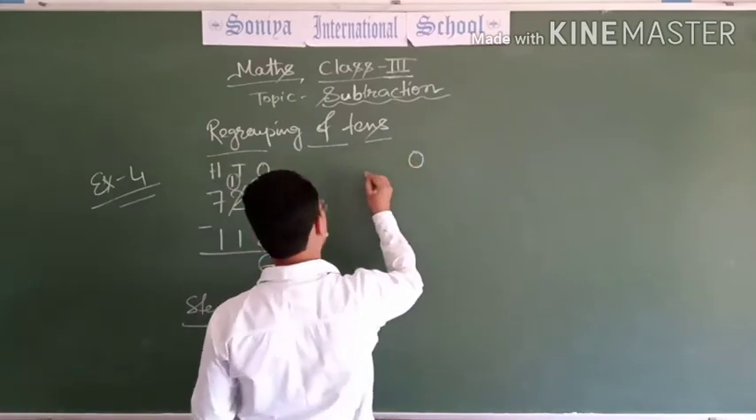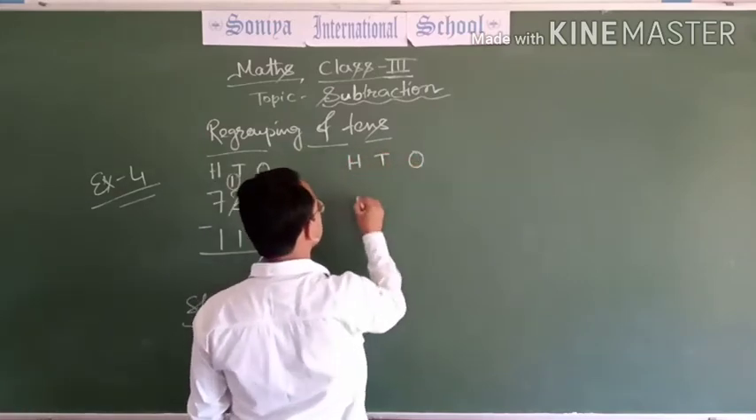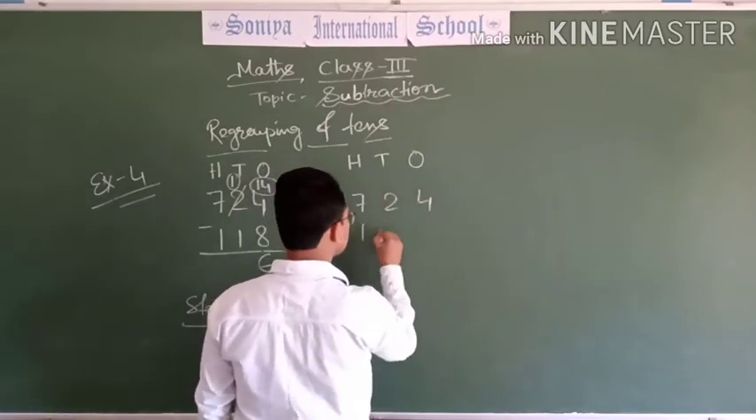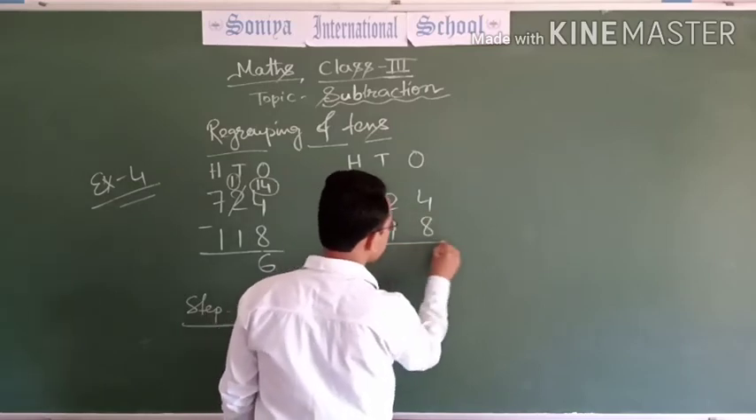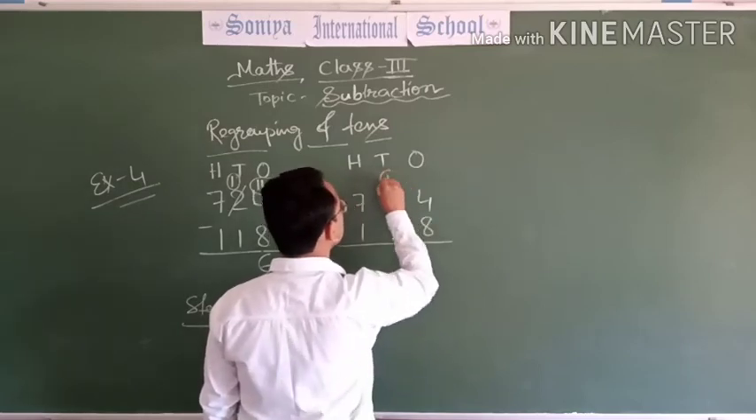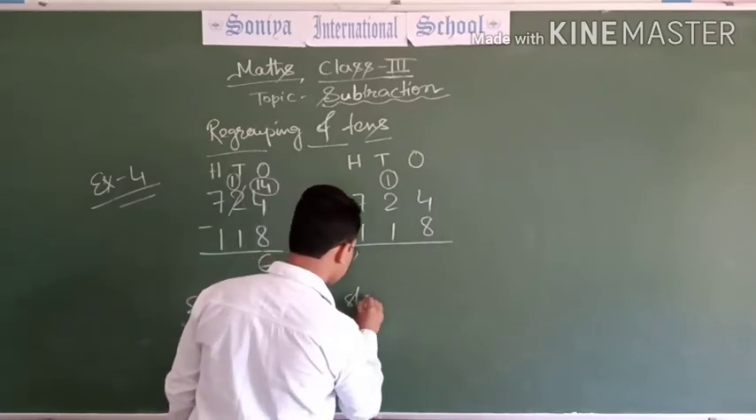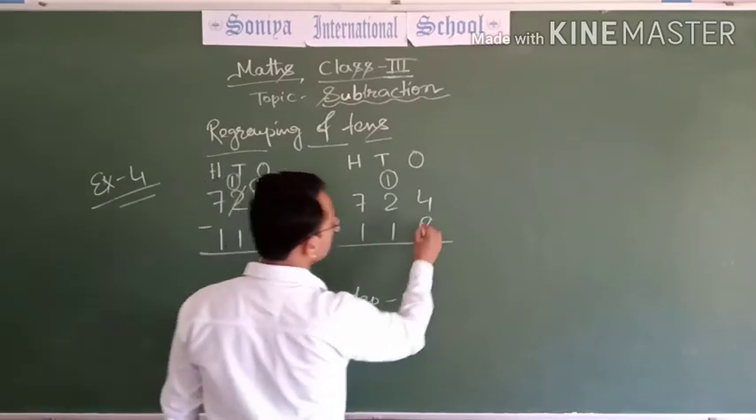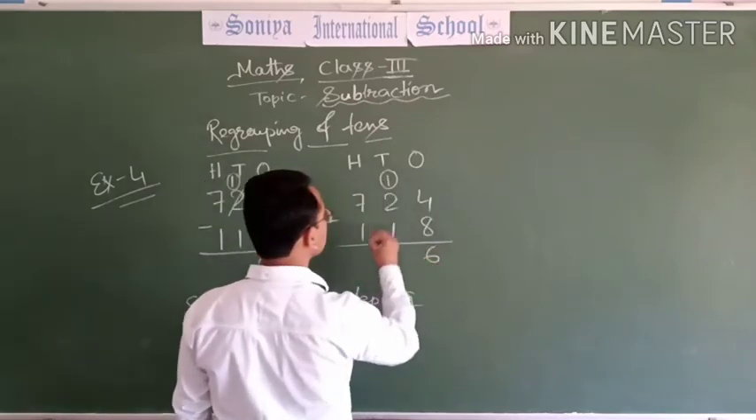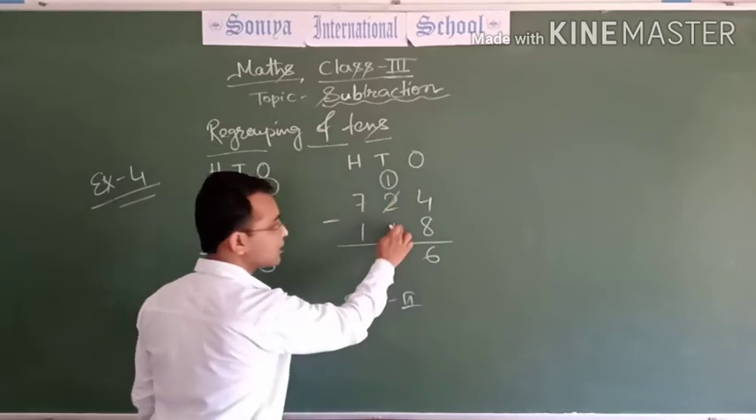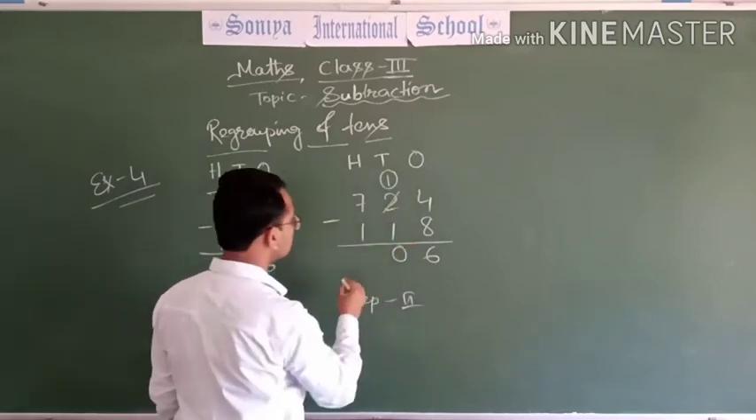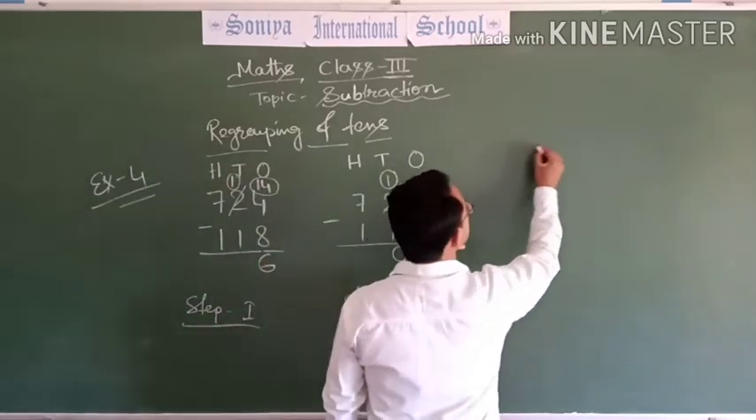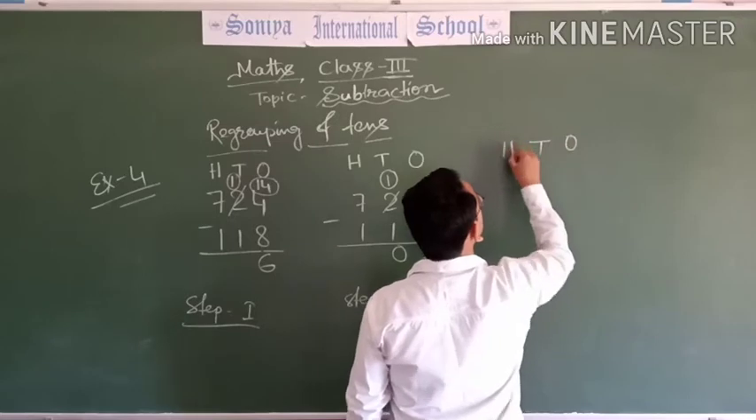Step 1 is over. Now the tens and hundreds: 7, 2, 4 and 1, 1, 8. Step 2. Here the tens place: 1 minus 1 is equal to 0. So step 2 is done. Then again step 3, tens and hundreds.